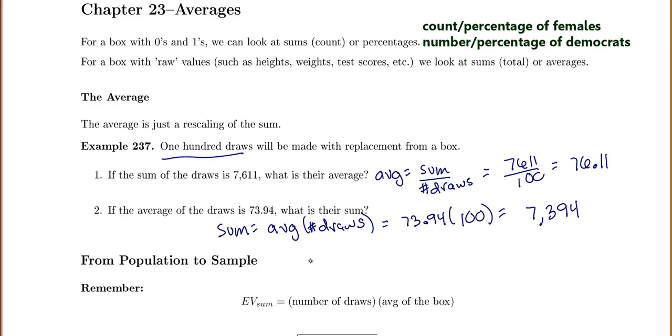Now, Chapter 3 has two main parts. First, we're going to look from the population to the sample. So if we know what's in the population, we can do a little bit of theory to see what we would expect in our sample. And then we're going to do the opposite: if we know what's in our sample, what can we expect in our population? But in this video, we're just going to look at what happens if we go from the population to the sample.